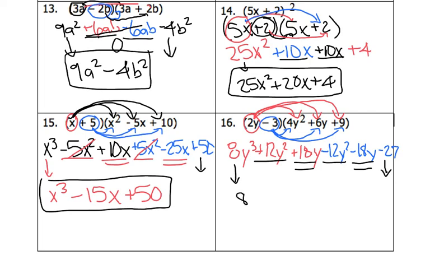All right, so I'm going to bring down the 8y cubed. What you should notice here is that 12y squared and negative 12y squared actually cancel each other out. So no more y squares. And then let's see, positive 18y minus 18y. Well, hey, what do you know? Those cancel each other out too. So all I really have to bring down is the minus 27. So therefore, this answer is 8y cubed minus 27.